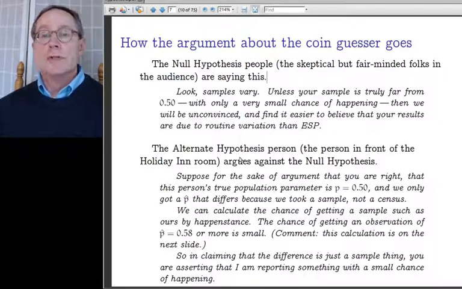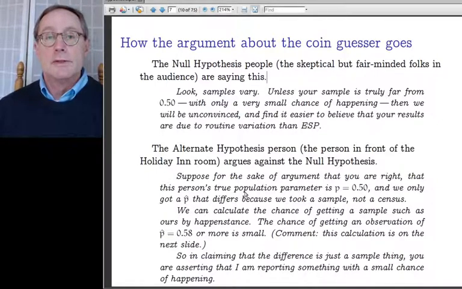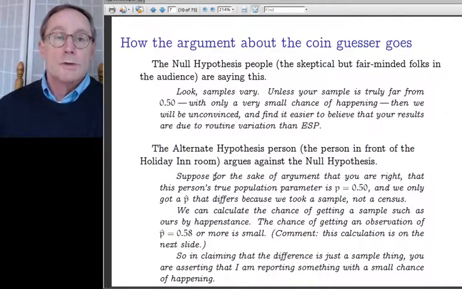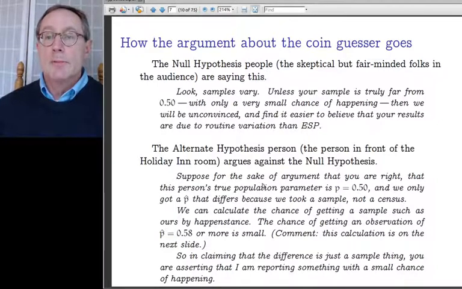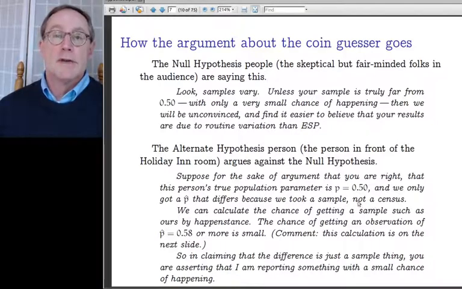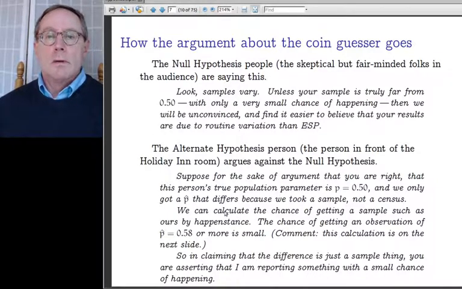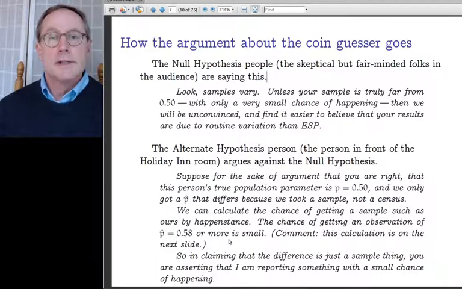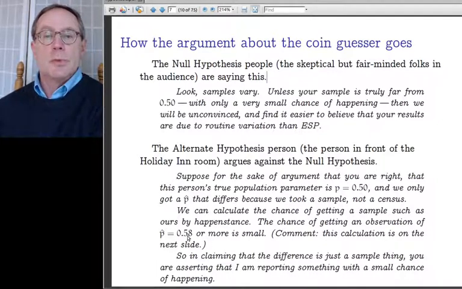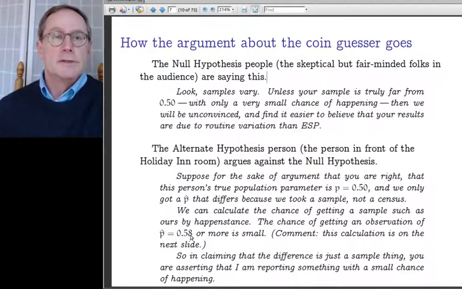The alternative hypothesis, the person in front of the room at that Holiday Inn, argues against the null hypothesis and does it in a way that we already went over once. We're going to go over it a number of times because it's the key idea in this chapter. So the person in front of the room argues something like this. They say, suppose for the sake of argument that you're right, that this coin flipper's true population parameter is 0.50, and the only reason I got a p hat that differs is because we took a sample, not a census. If instead of 100 coin flips, we did 1,000,000 coin flips, we wouldn't see that anomaly. Suppose you're right. Well, we'll calculate the chance of getting a sample such as mine. We'll calculate the chance of getting a p hat of 0.58 or more: 0.58, 0.59, 0.6, 0.61, but we'll calculate the chance of such a sample. And the calculation's on the next slide. We're, of course, going to use Stackey to do that.